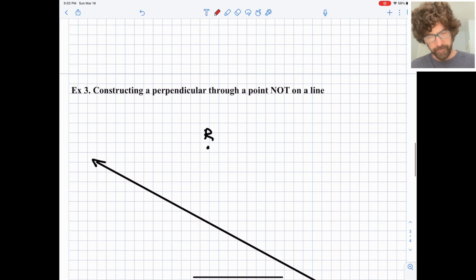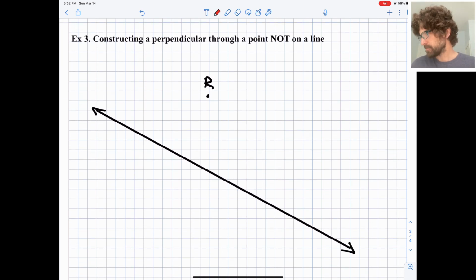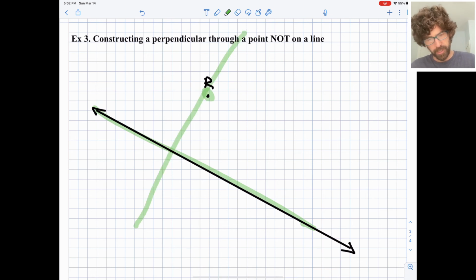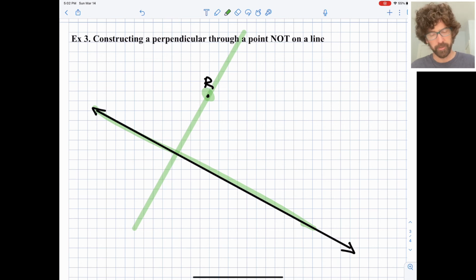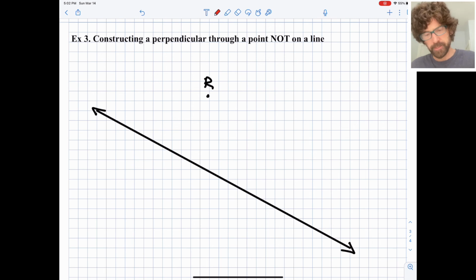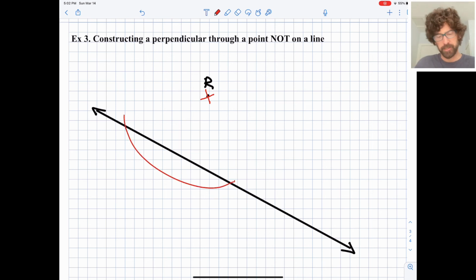The third and final construction we'll be doing is constructing a perpendicular through a point not on the line. Okay, so again, let's think about what we're given. We're given this line, we're given this point. Our goal is to construct a perpendicular that goes through point R and is perpendicular to the line that we're given. Okay, our first step is going to be to put the point of our compass at point R and draw an arc that intersects our line twice.